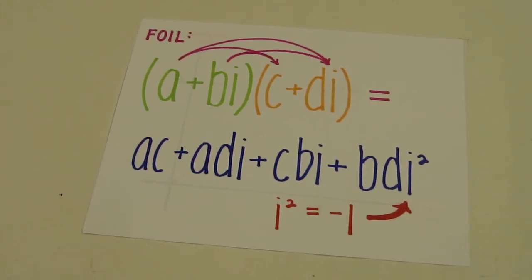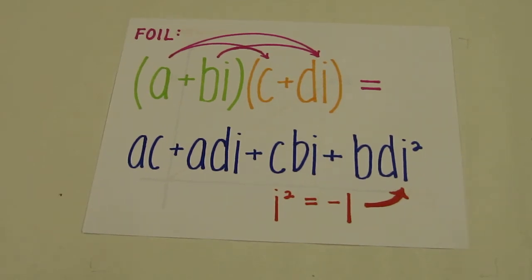In addition, when multiplying two complex numbers, you follow the rules of FOIL. Once you have FOILed out the product, you use the fact that i squared is equal to negative 1 to simplify and collect the like terms.